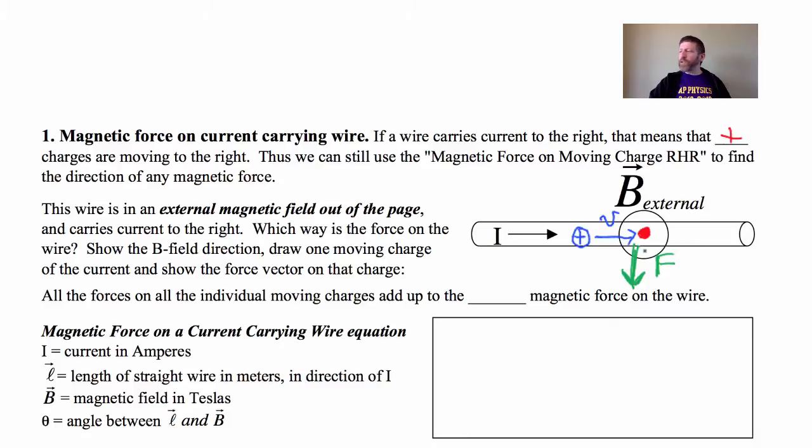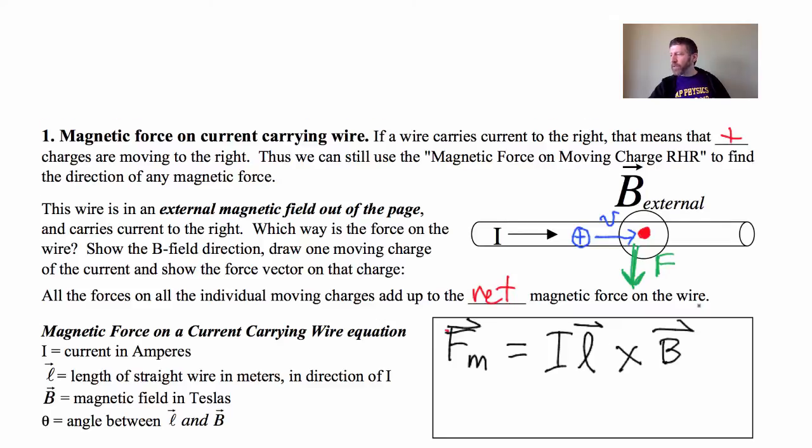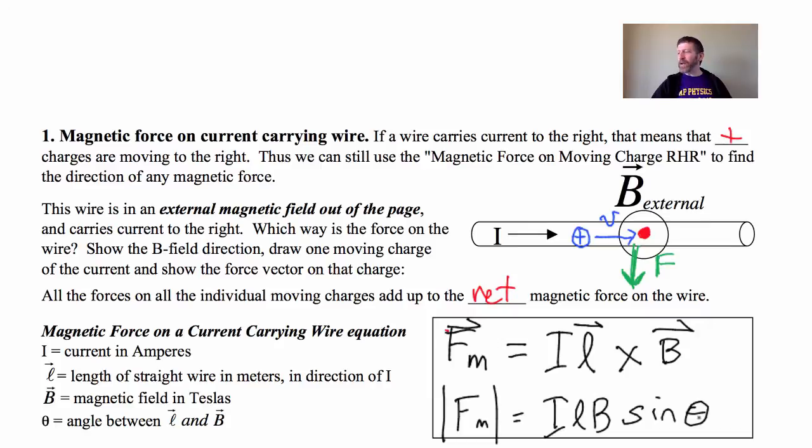All the forces on the individual moving charges add up to the net magnetic force on the wire. Let's introduce this equation, then we'll derive it. So the magnetic force on a current carrying wire equation is this. The magnetic force, F sub M, or sometimes F sub B, depending on your textbook. This is what the AP uses. This is a vector. It will be equal to the current times the length of the wire segment, and this is a vector. It's in the direction of the current. Current's not a vector. You can make a vector L, which is in the direction of conventional current, and then you cross that with the magnetic field, so that the magnitude of that magnetic force is equal to ILB times the sine of the angle between the L and B vectors.